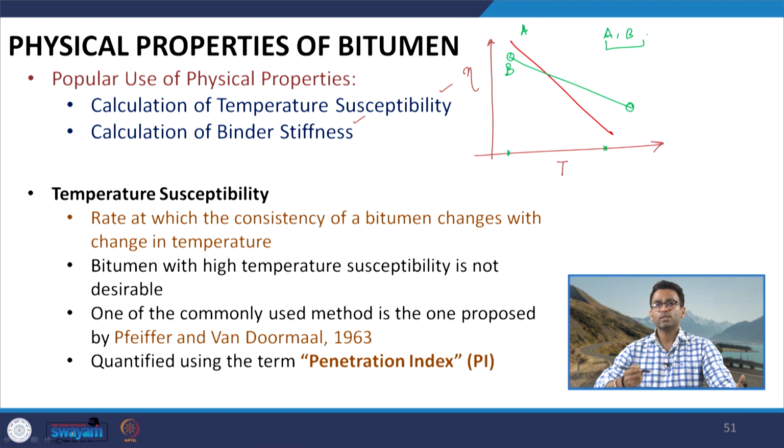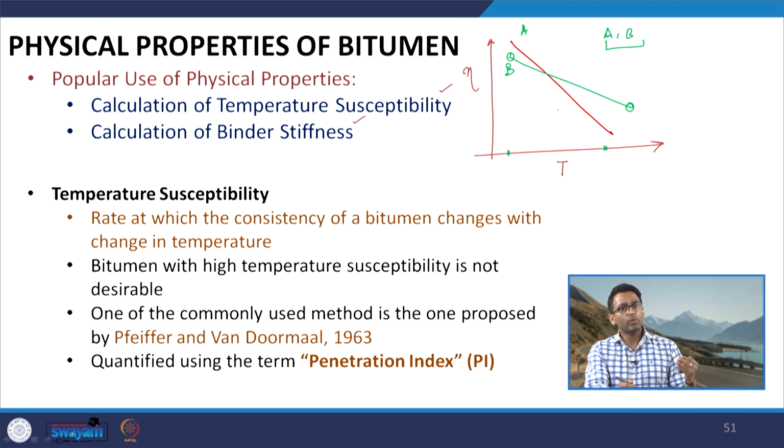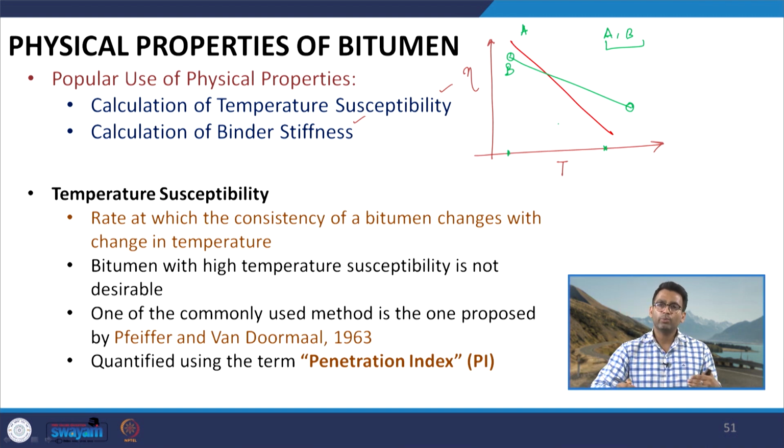So, you have to understand that at low temperature we desire lower viscosity. Why? Because if the stiffness of the bitumen is very high at lower temperature, this can lead to temperature induced cracks or non-load associated shrinkage cracks. On the other hand, at higher temperatures we want the viscosity of the bitumen to be higher.